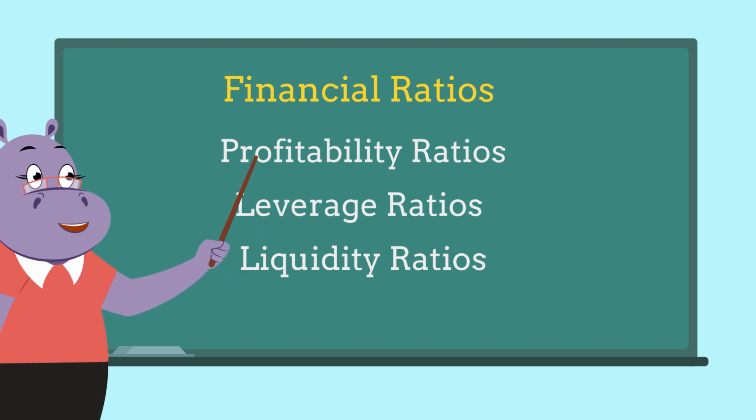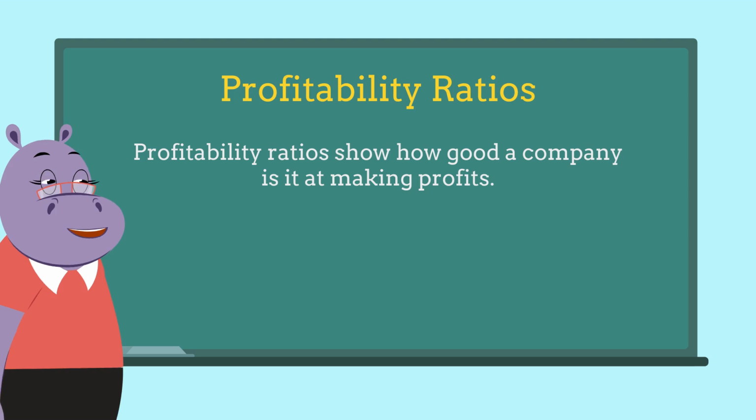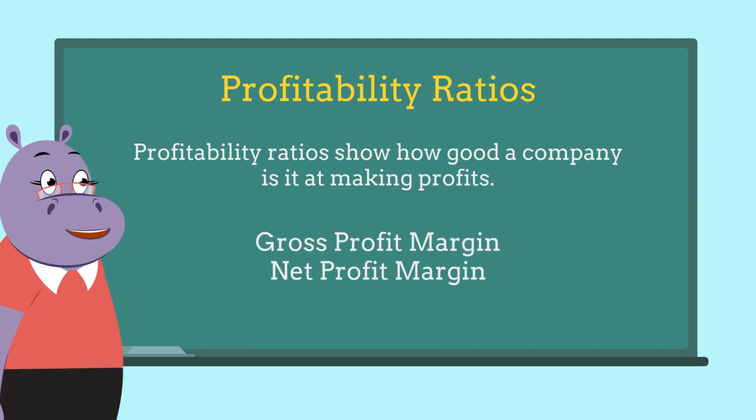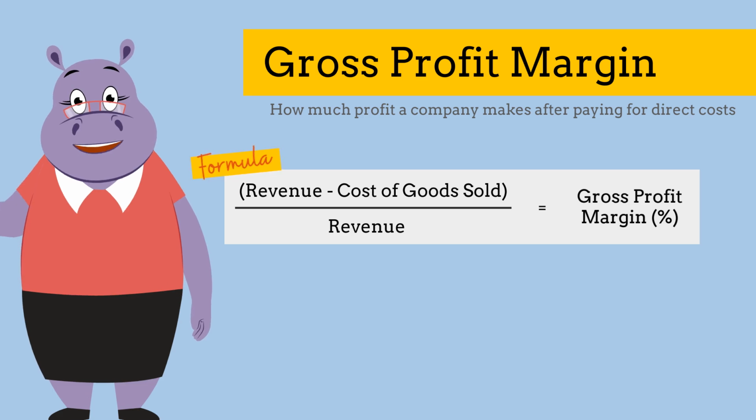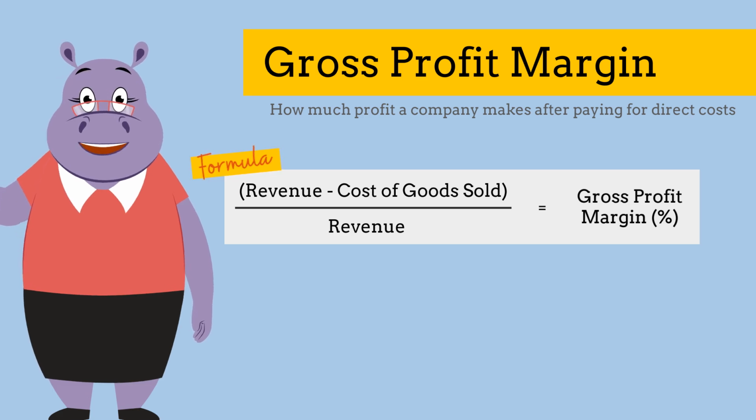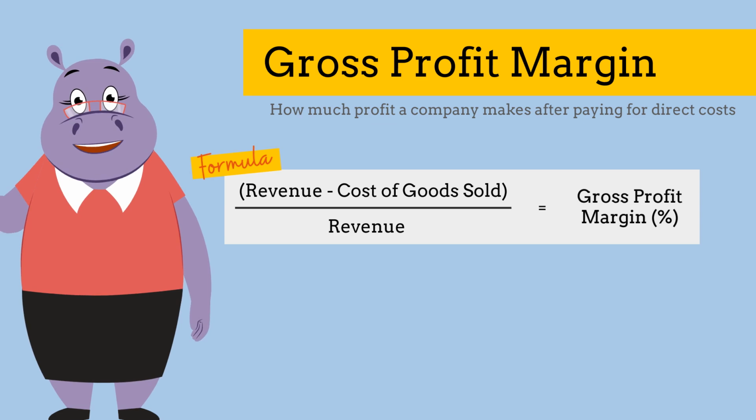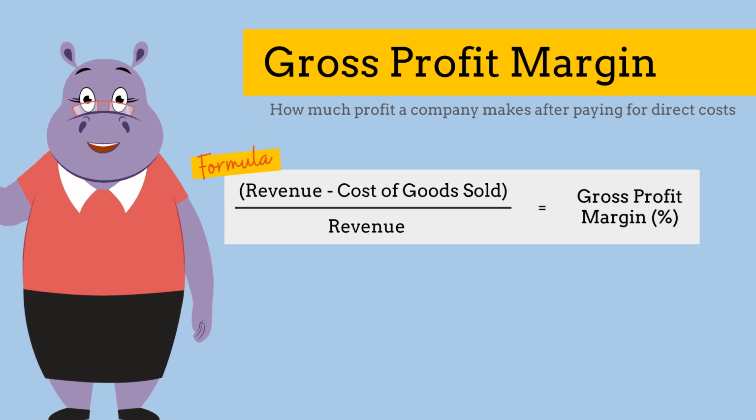Let's start with profitability. Profitability ratios tell us how good a company is at making profits. Today we'll look at 2 key ratios: gross profit margin and net profit margin. Gross profit margin shows how much profit a company makes after paying for the direct costs of its products. It's calculated by dividing the company revenue into its gross profit, which is revenue minus cost of goods sold.